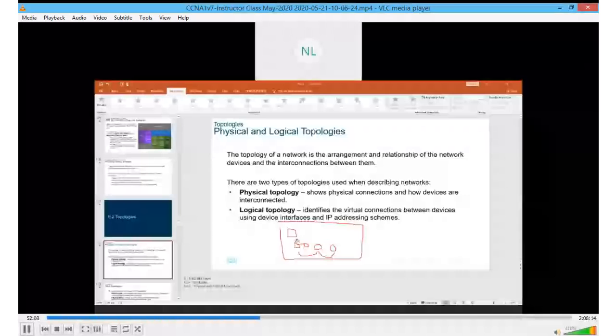While the logical topology handles the virtual connection, the software aspect of it. What are the interfaces we have, the protocols we have, what is the IP, what are we using to connect, is it PPP, is it point-to-point, is it frame relay, is it HDLC, etc. So this handles the physical layout and this handles the IP addresses.